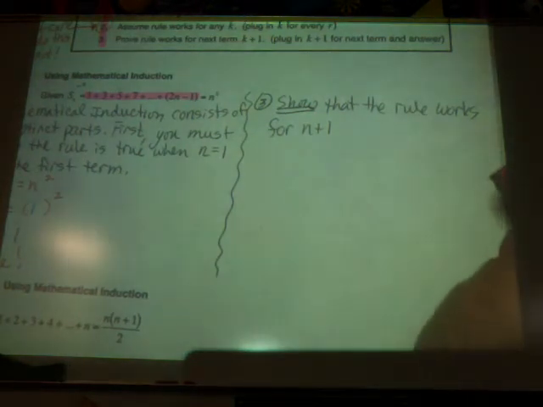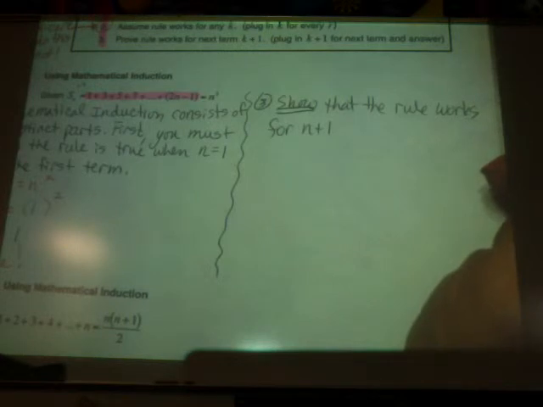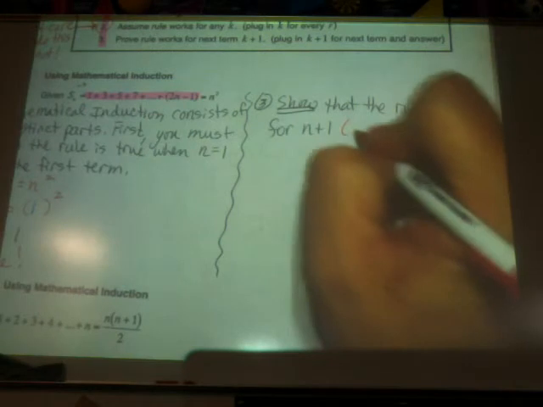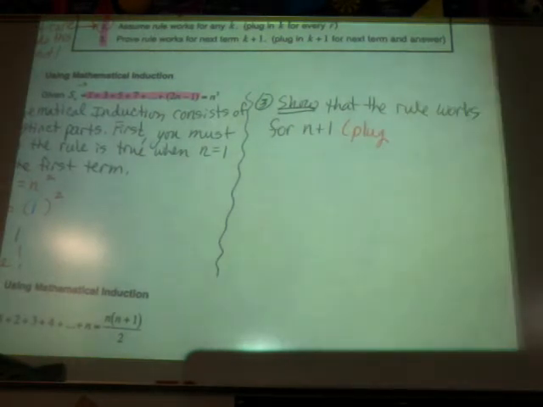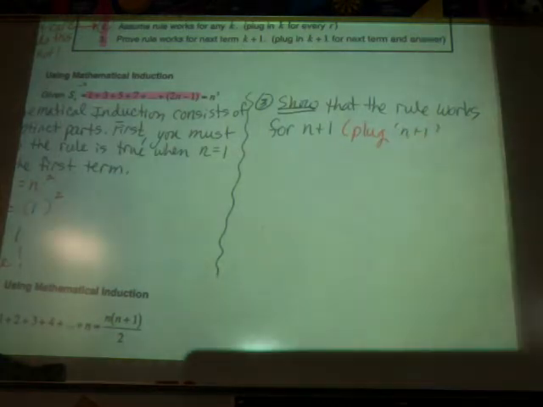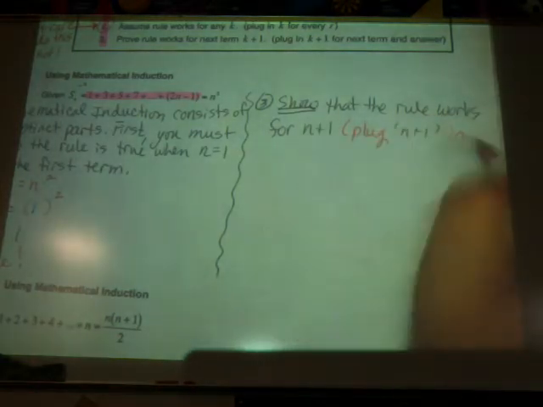How is n plus 1 related to n? If you have n and then n plus 1, what does n plus 1 mean? Does it come before n or after n? It's the next one after n, right? So isn't that the next term of the sequence? If n is the first term, wouldn't n plus 1 be the next term? That's where I'm coming up with n plus 1. So we have to prove that the rule works for n plus 1. And so what I want you to write here is that you are going to plug n plus 1 in for every n, well, nearly every n.